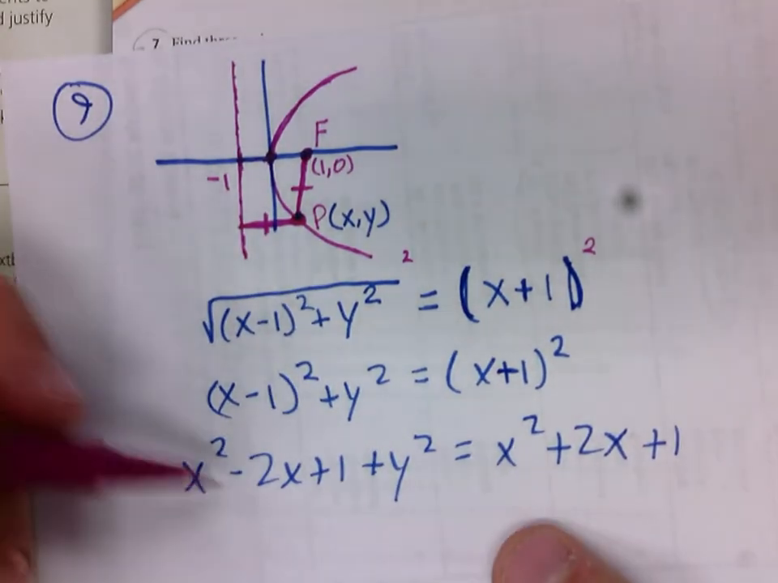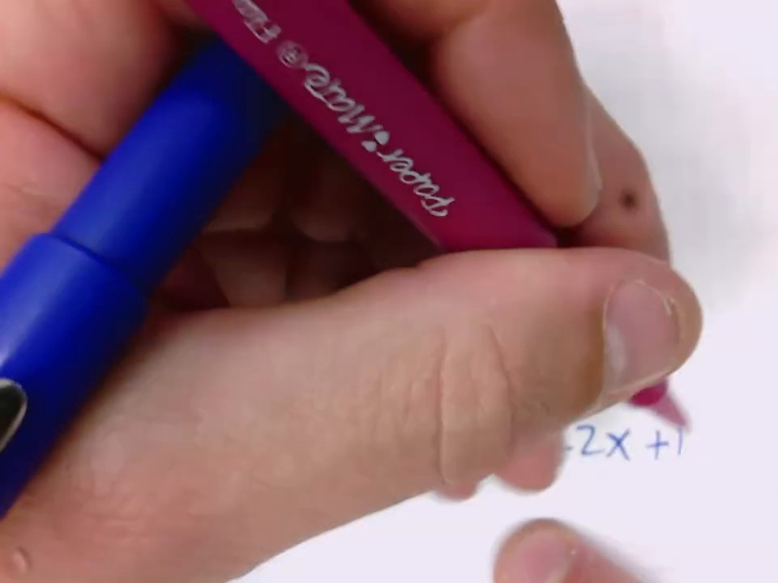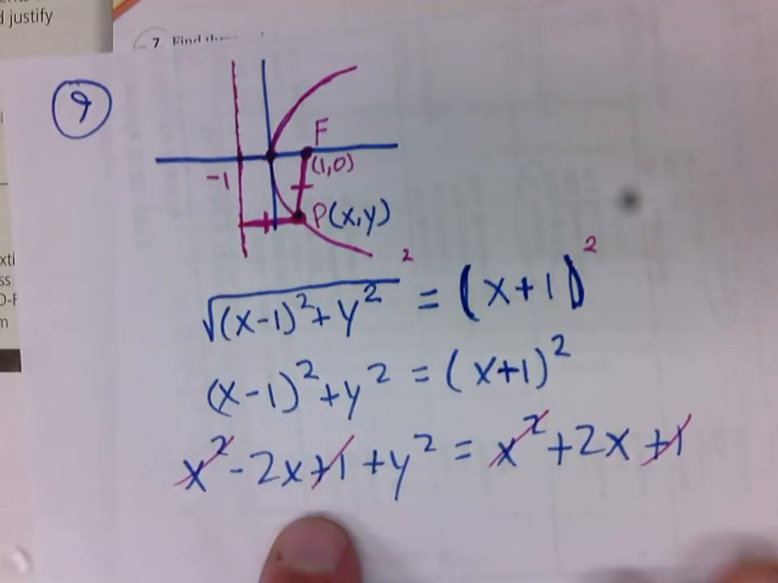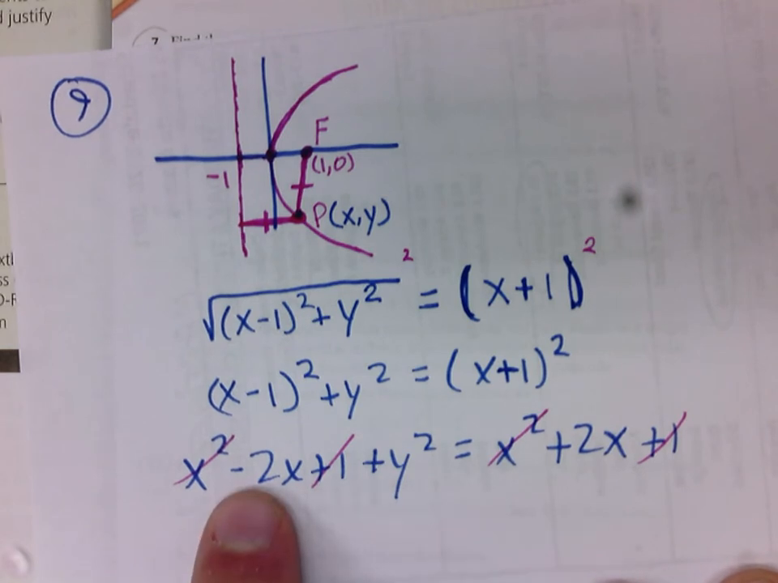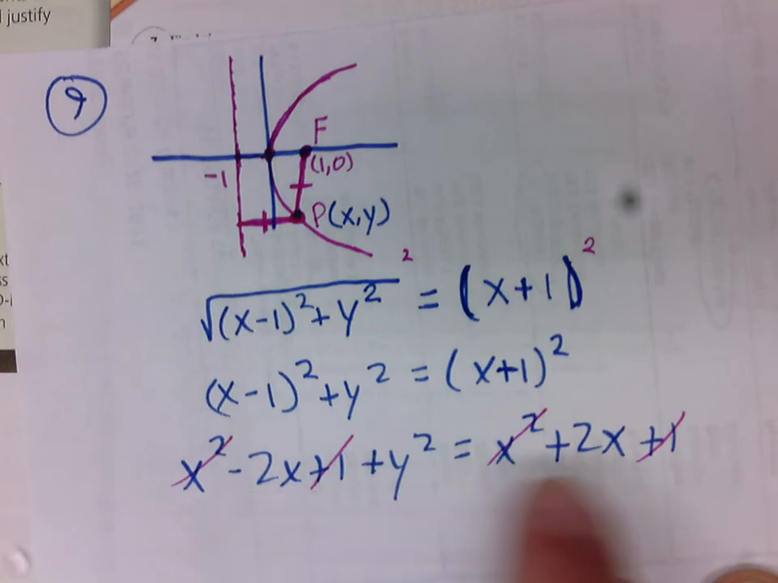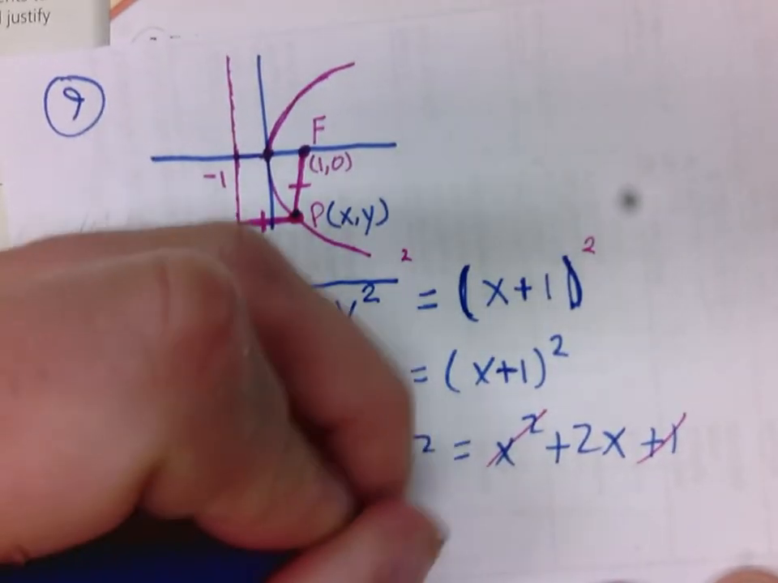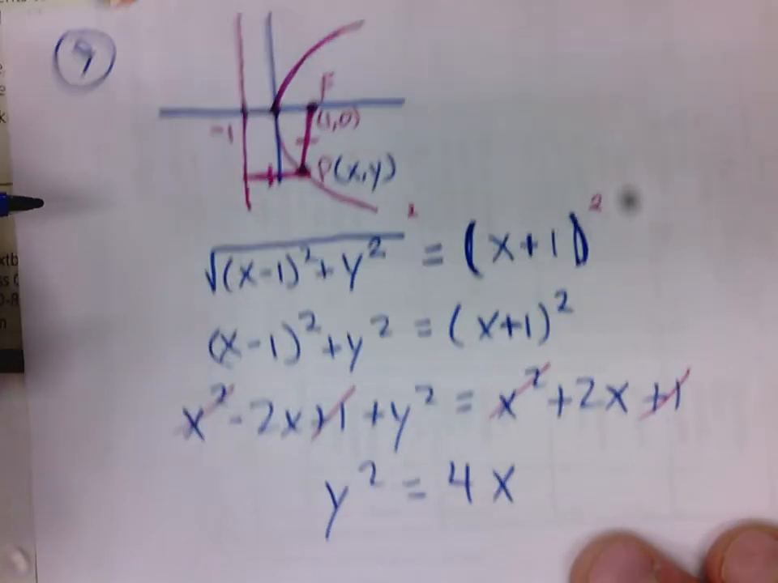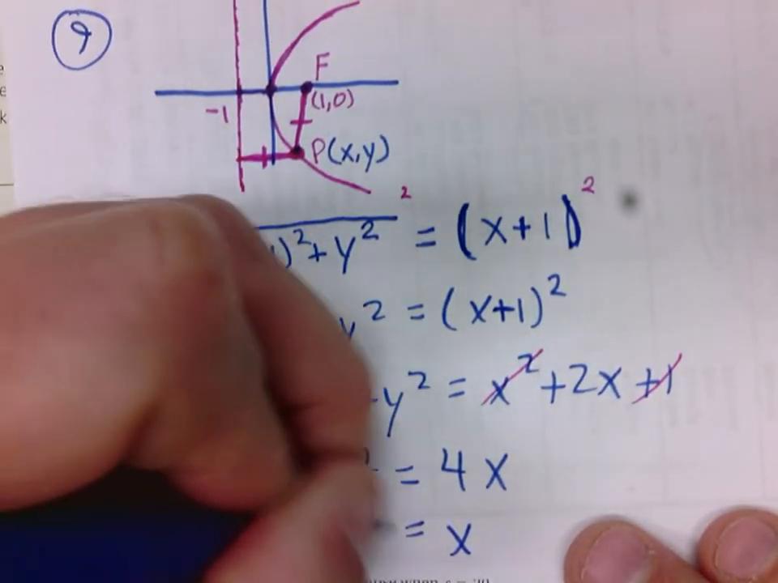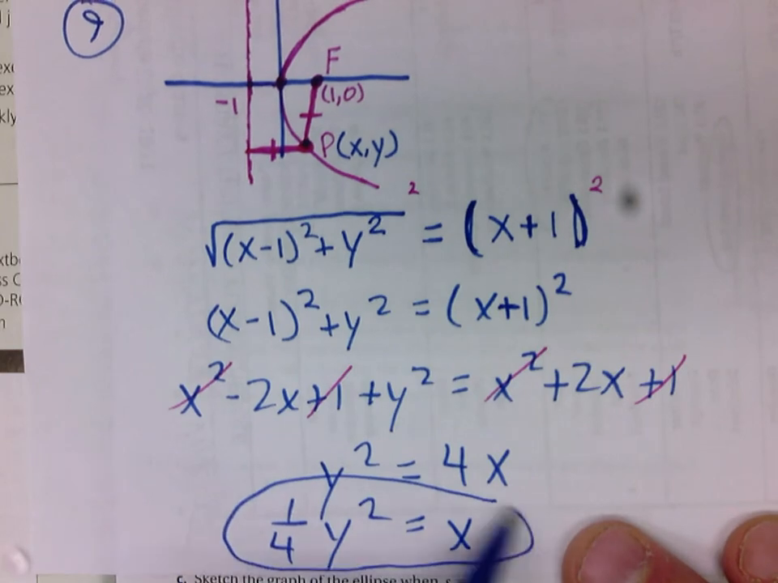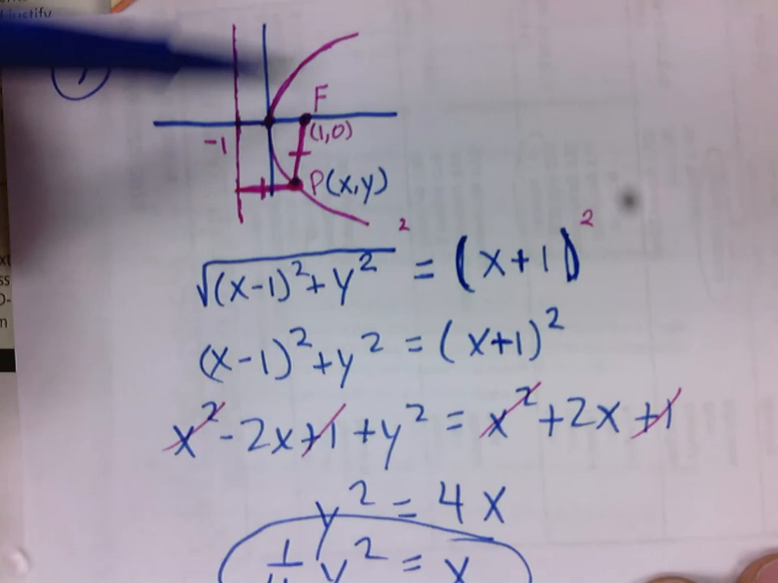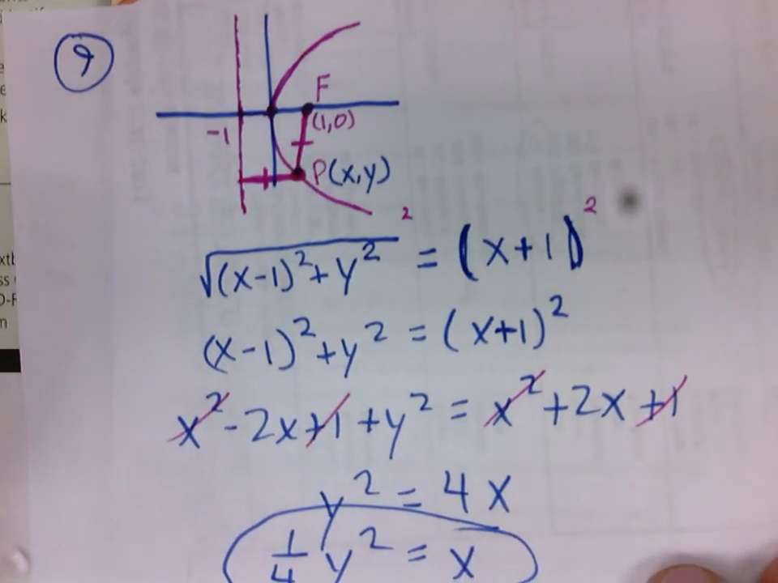And we can see how a bunch of this stuff cancels out, and the plus 1's cancel out, and what we're left with here is y squared equals 4x. Y squared equals 4x. And if we wanted, we could say x equals 1/4 y squared. And you can see that this is a parabola, although instead of x being squared, the y is squared. And that's why this is a sideways parabola and not a vertical parabola.